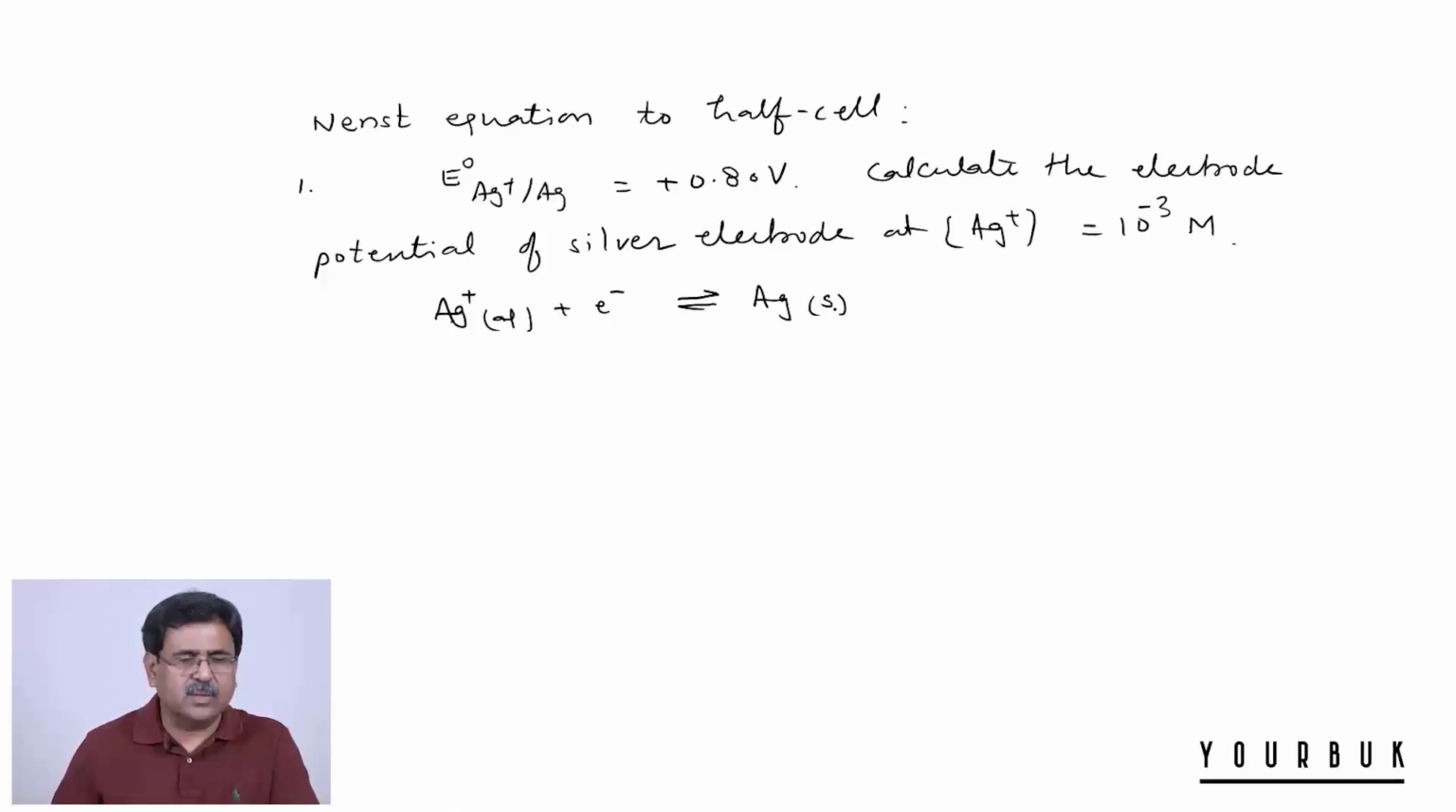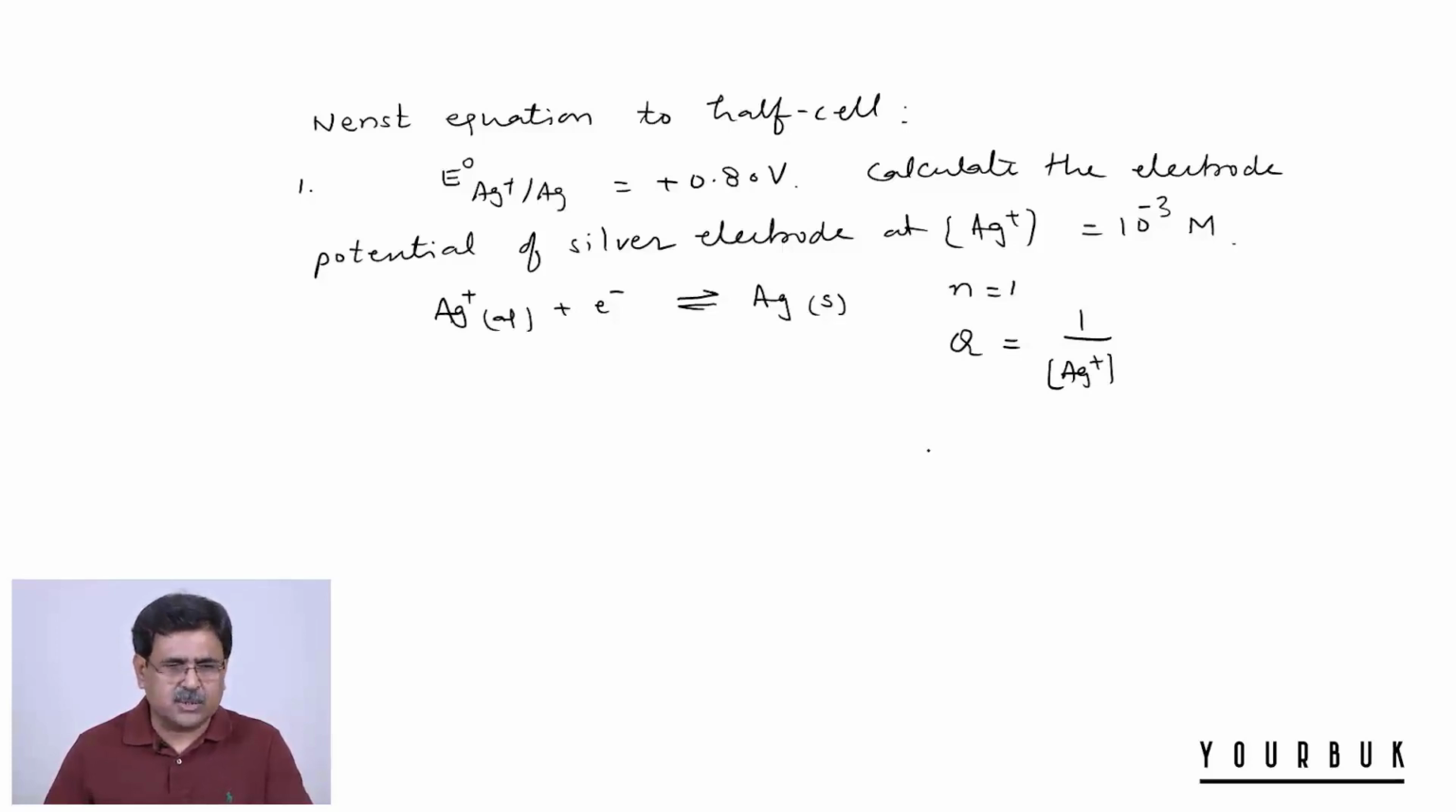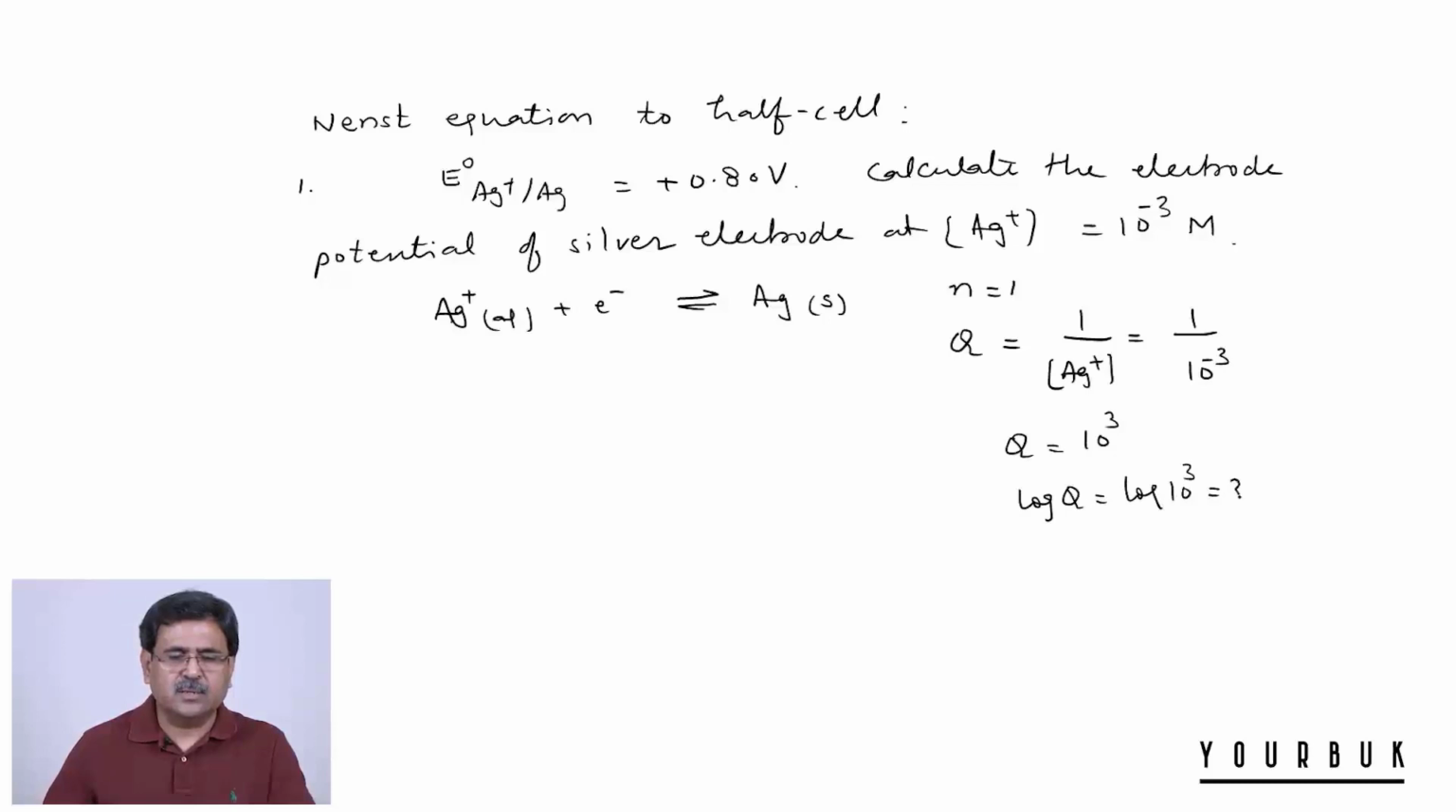Ag plus plus 1 electron gives silver solid, and for this reaction n equals 1, only 1 electron is involved in this reduction reaction, and Q is equal to 1 upon silver ion concentration. Silver solid concentration is 1, it does not change with time, so it does not appear in the Q expression. Now silver ion concentration is 10 raised to power minus 3, and Q is now 10 raised to power 3, and log Q is equal to log of 10 raised to power 3, and this is 3.